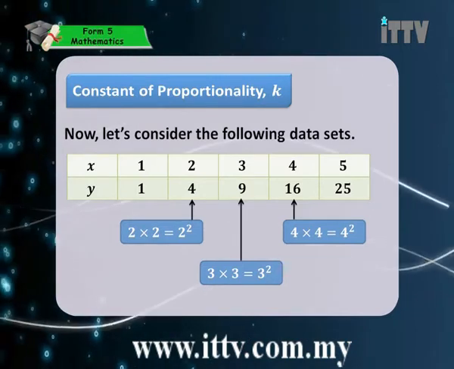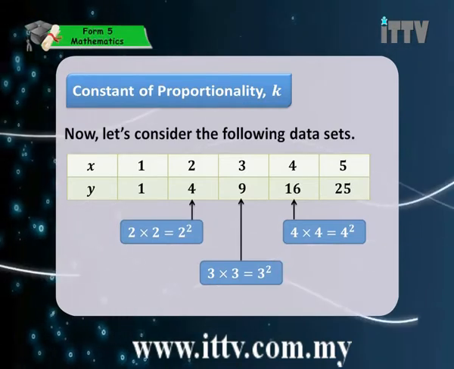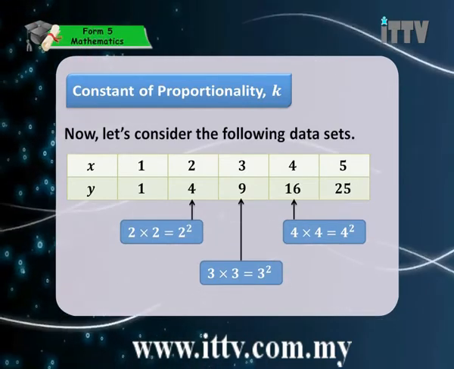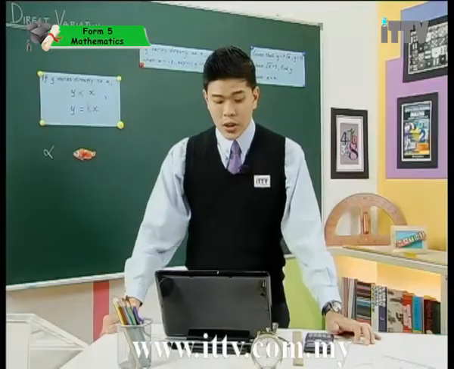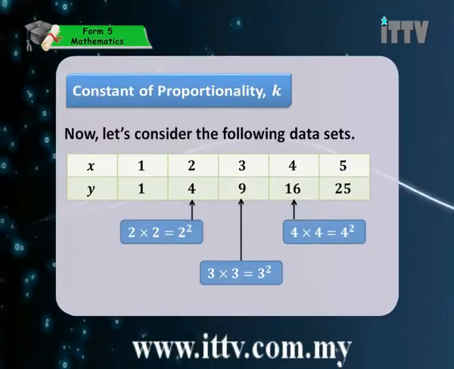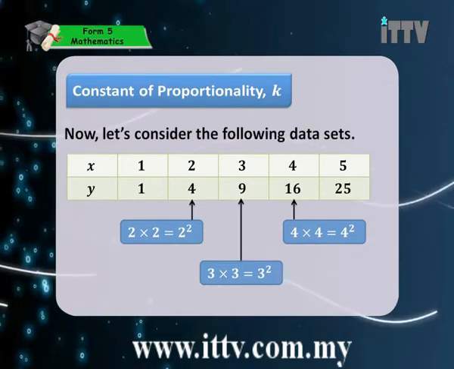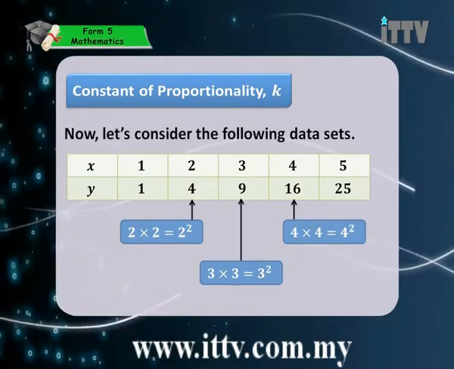When X is 3, Y is 9. When X is 4, Y is 16. When X is 5, Y is 25. So now guys, can you see that 2 times 2 equals 2 squared, which gives you 4. 3 times 3 equals 3 squared, which gives you 9. And 4 times 4 equals 4 squared, which gives you 16, and the pattern goes on.